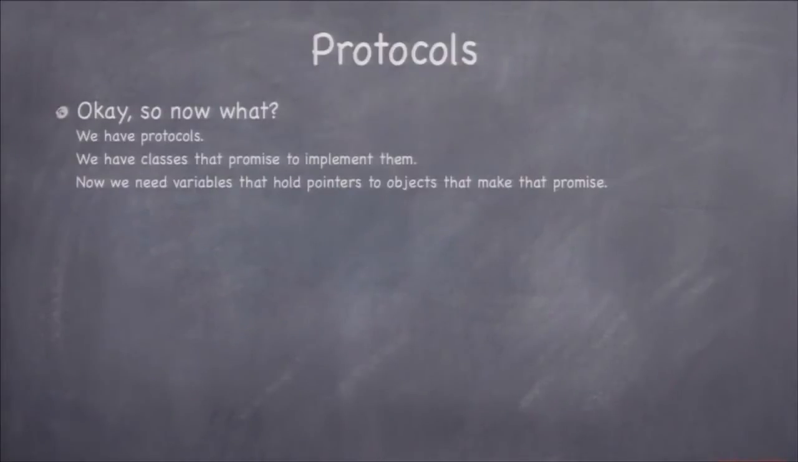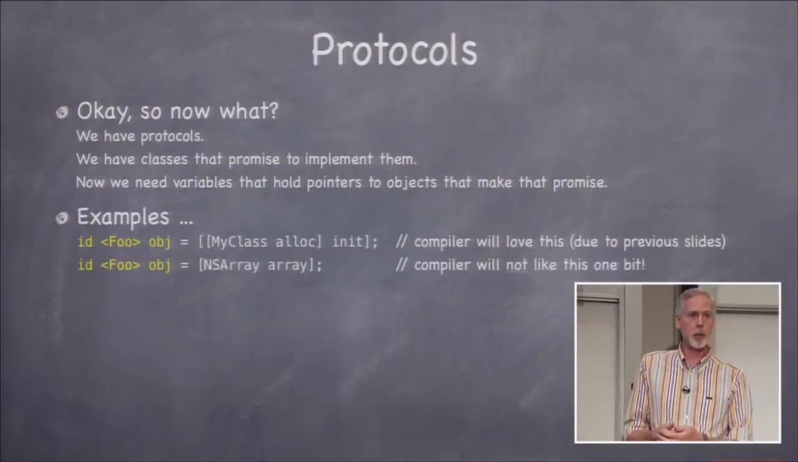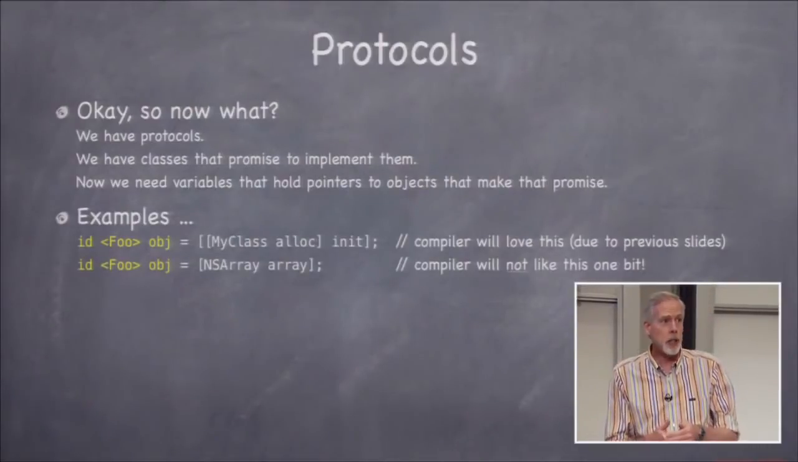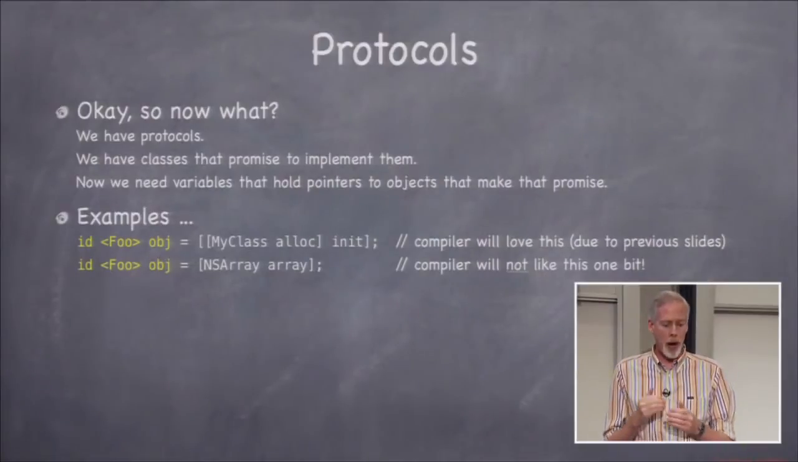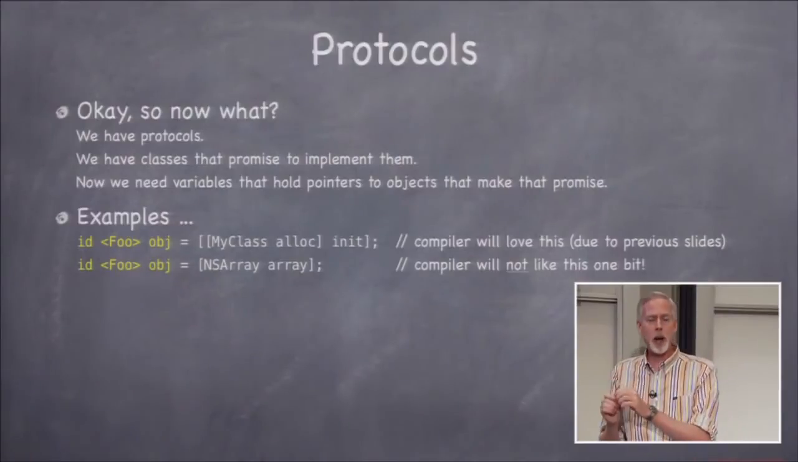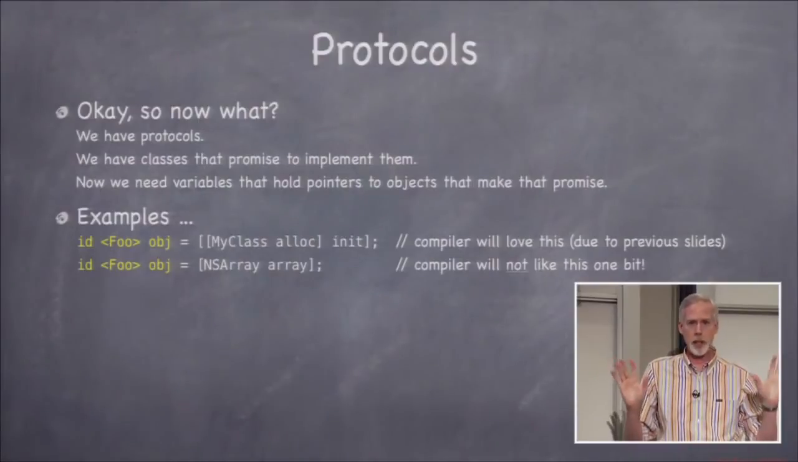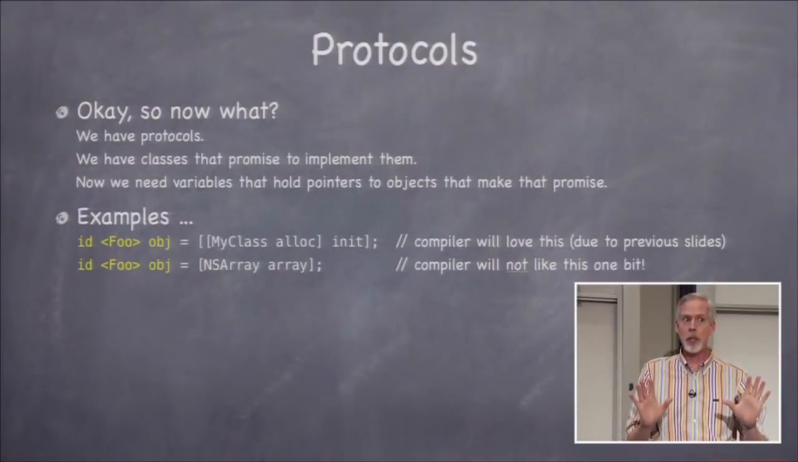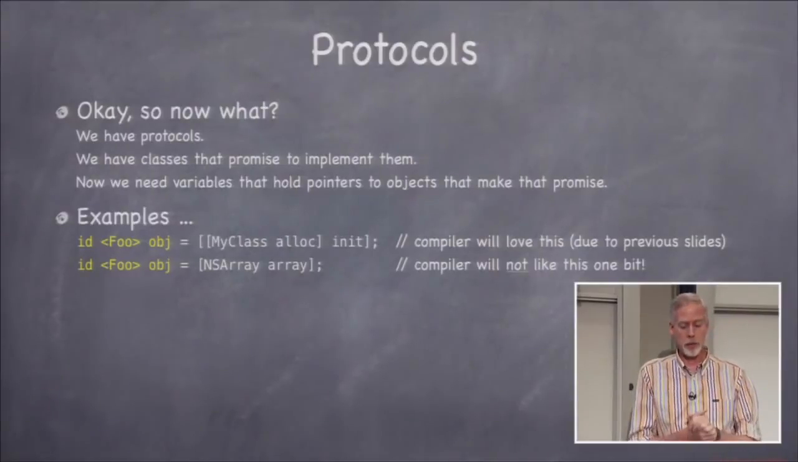Okay, so now I've got a protocol. I've got an object, at least one, that signs up to implement it. Now what? Well, now I can declare variables that are IDs with the additional requirement to implement the required methods of a protocol. So id angle bracket foo obj, hopefully you understand what that means now. That means obj is a variable. It's an id. I have no idea what class it is. It's completely blind. However, I know it implements all the required messages in foo. It might implement some of the optional ones too, but I know at least the required ones.